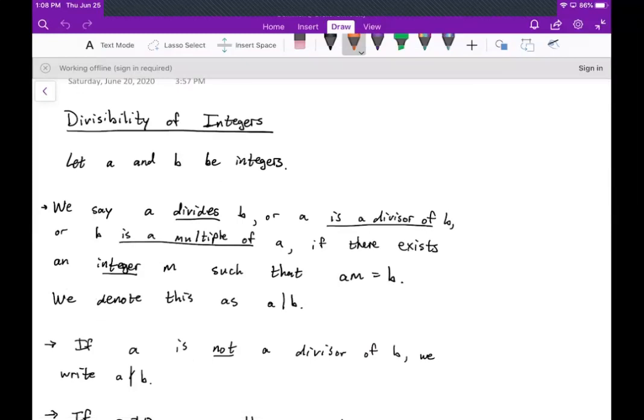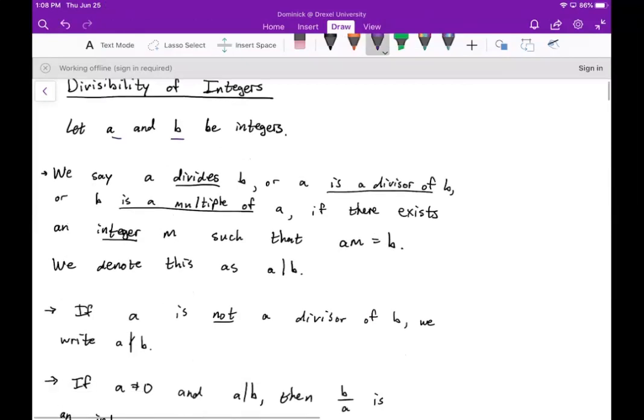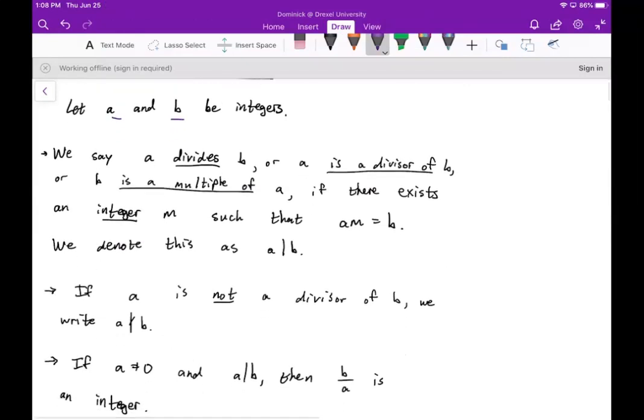When we say that an integer divides another integer, let a and b be two integers. We say that a divides b, or a is a divisor of b, or b is a multiple of a. All three of these mean the same thing, although most of the time we will stick to just a divides b, if there exists some integer m such that a times m is equal to b.